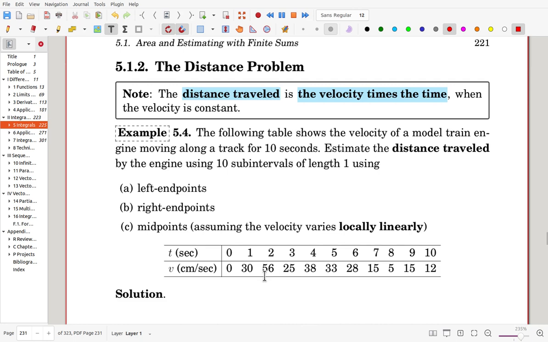The following table shows the velocity of a model train engine moving along a track for 10 seconds. We want to estimate the distance traveled by the engine using 10 subintervals of length 1, using left-hand points, right-hand points, and midpoints, assuming that the velocity varies locally linearly.